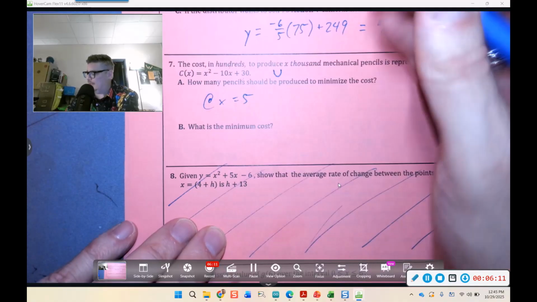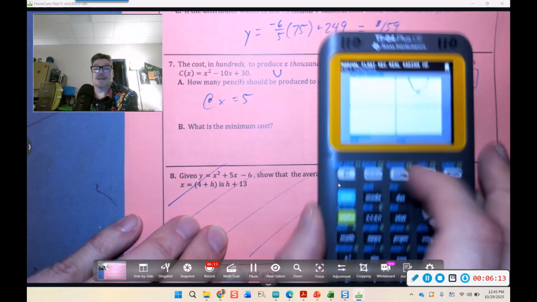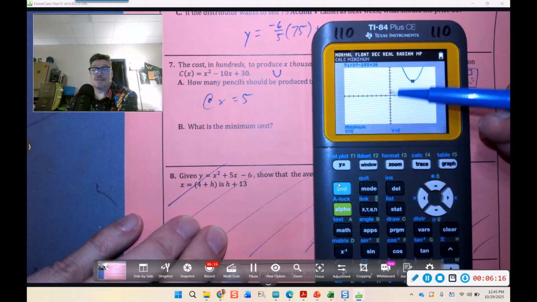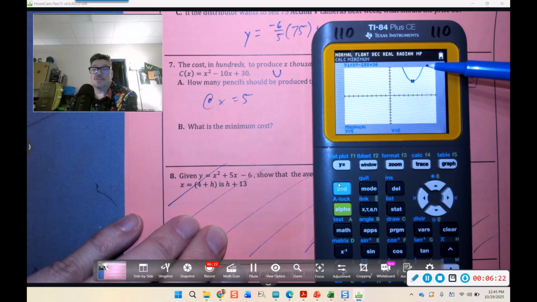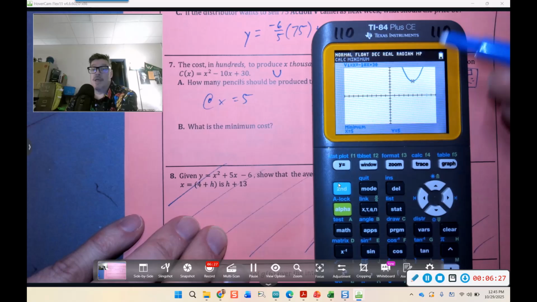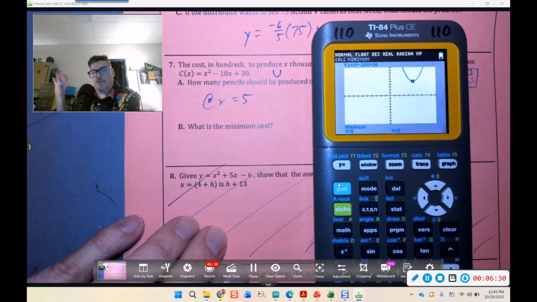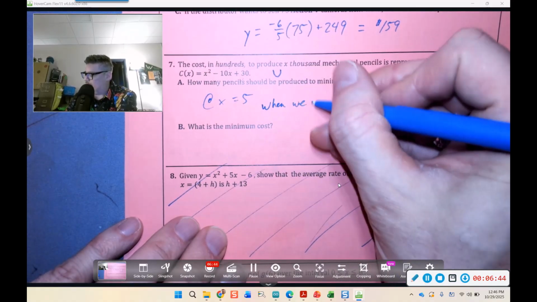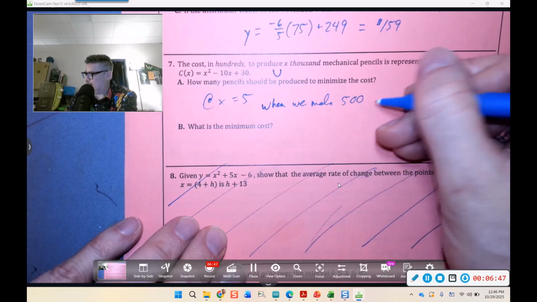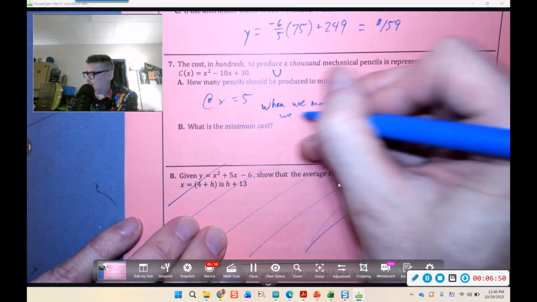So what this means then is how many pencils should I produce to minimize my cost? Remember my cost is all of this. So the cost is really high if I want to produce 200, and the cost is really high if I want to produce that. Now, I don't know why this happens. There's plenty of reasons why this could happen. But right here is the sweet spot between the purchase of materials, the electricity used in the factory, the wages of people, which could all be built into this function. So this means then that when we make 500 pencils, we minimize our costs.